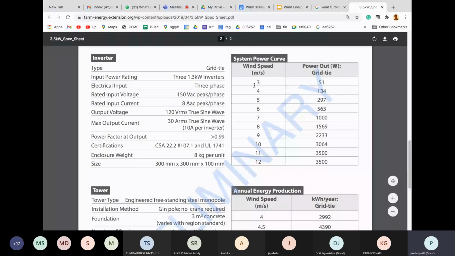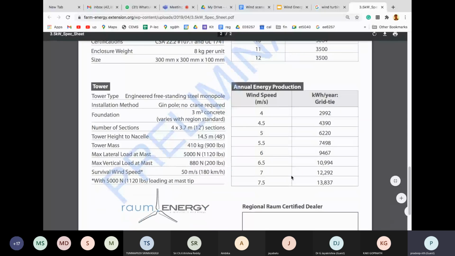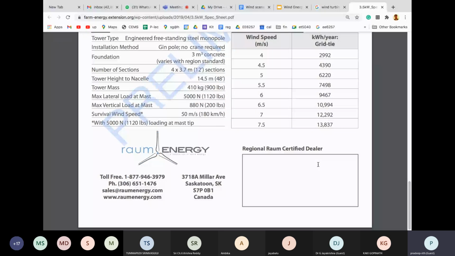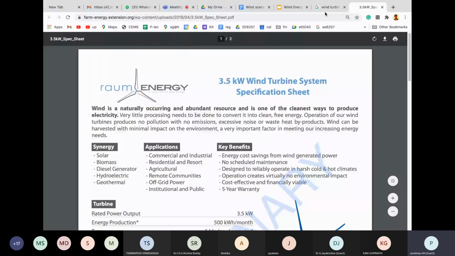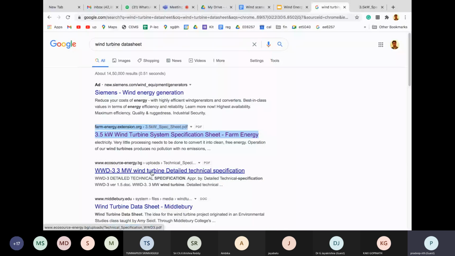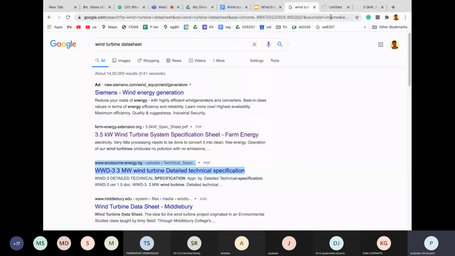So grid power, 3 to 12, and as the wind speed increases, the power output increases to the power of 3 actually. That also you can see, and annual energy production we can see. Okay, so this is a particular company in Canada. Okay, so let me go back. There is one more source. I'm just opening it once again.